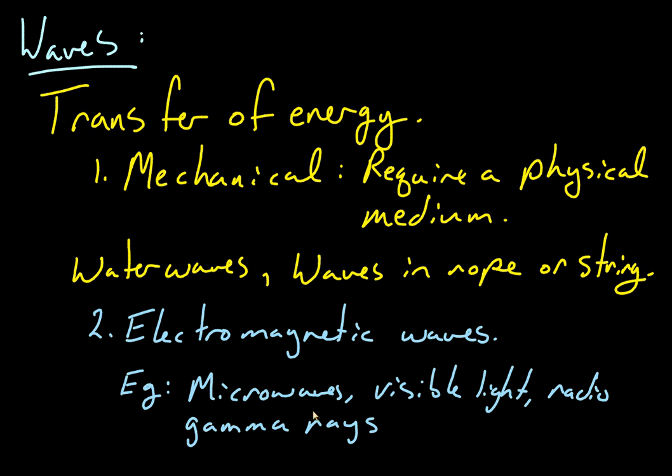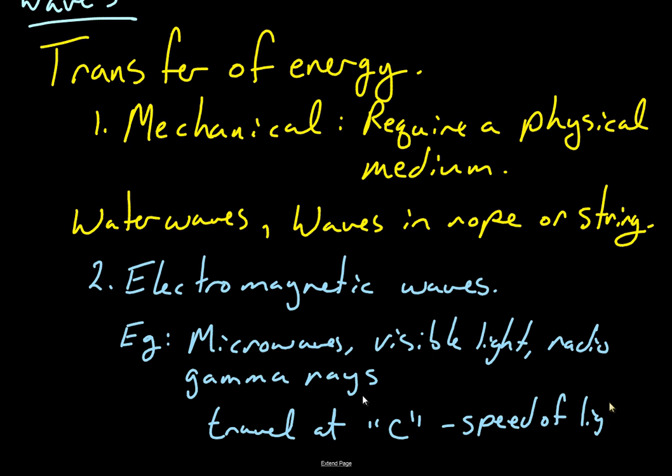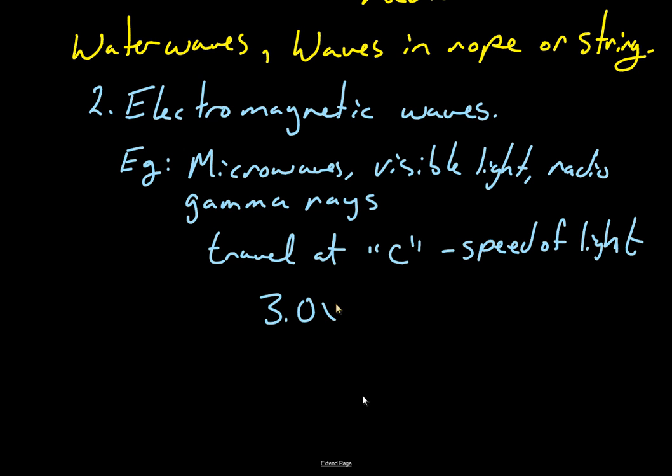The only difference between, say, microwaves and gamma rays is the amount of energy they carry, and that has to do with what their frequency is. In a vacuum, these all travel at c, which is what we call the speed of light. Its value is just slightly less than 3.0 times 10 to the 8 meters per second. It's a nice round number that we can use.